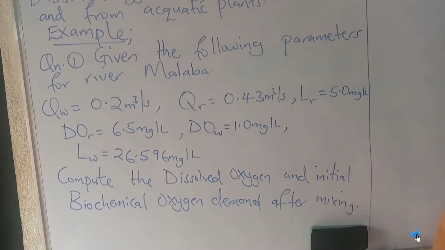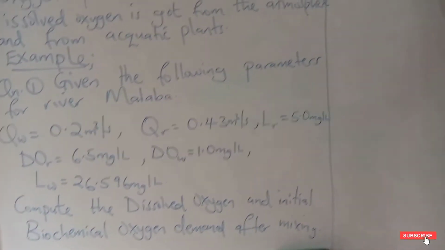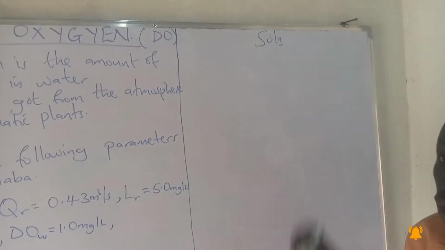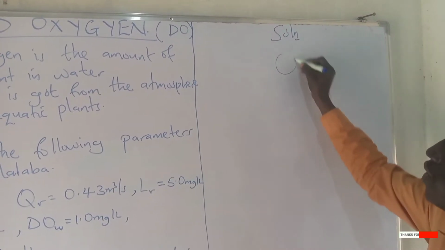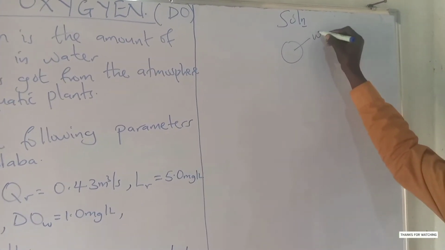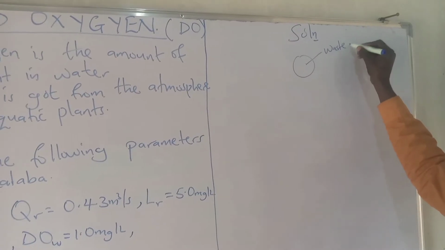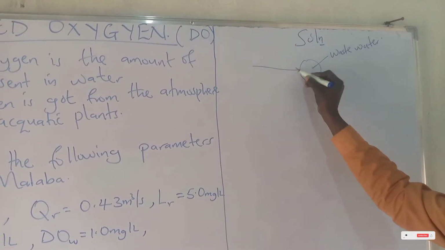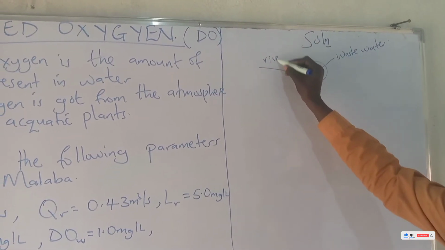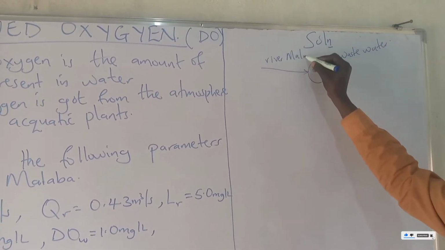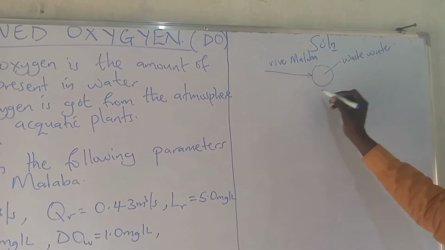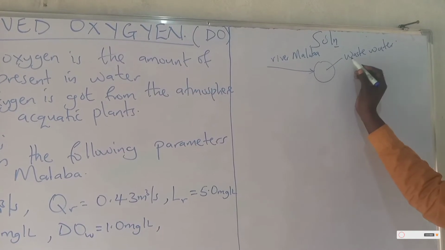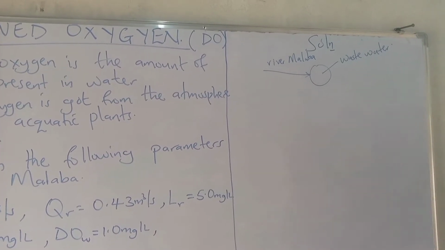Given these parameters, we can now compute the dissolved oxygen and initial biochemical oxygen demand after mixing. In this example, let's find the solution. The wastewater will mix with the river. This represents the wastewater. Now, when River Malaba is flowing, it will meet the wastewater.